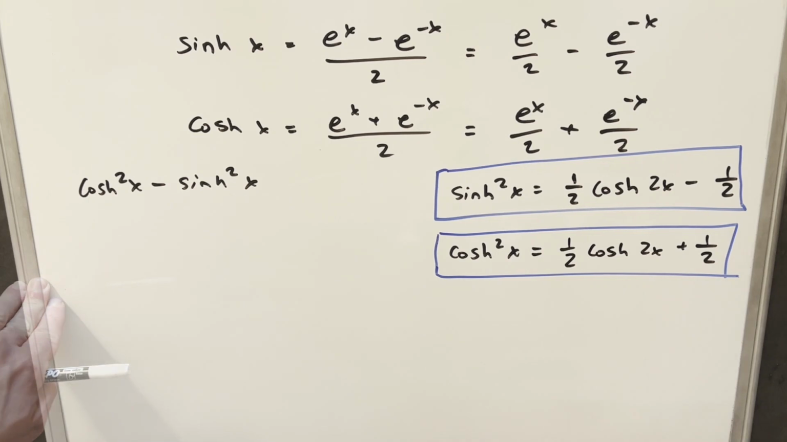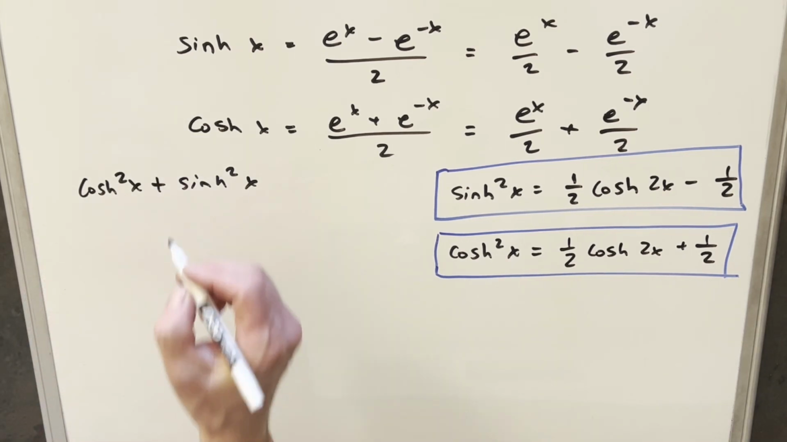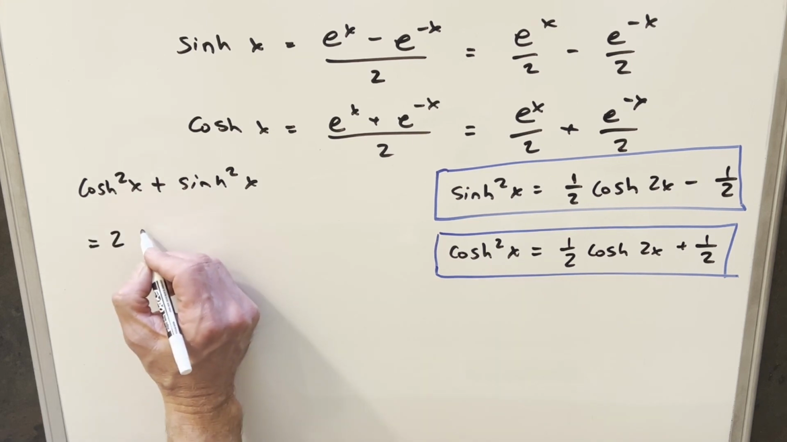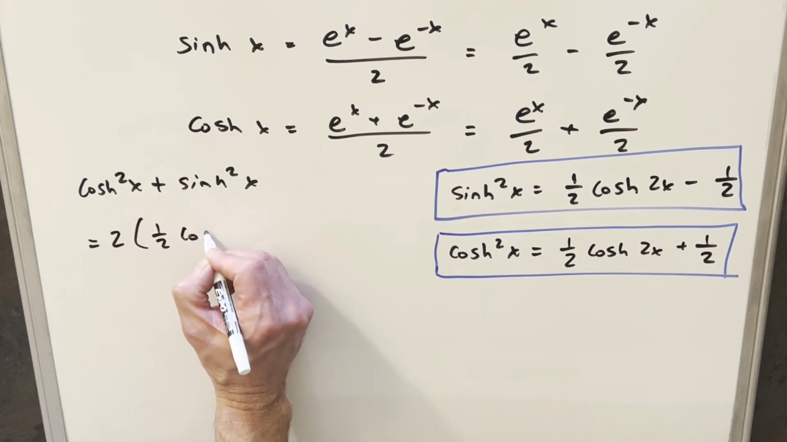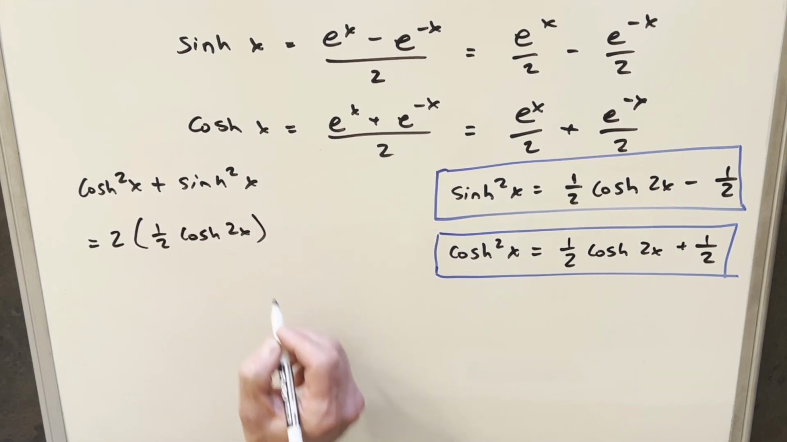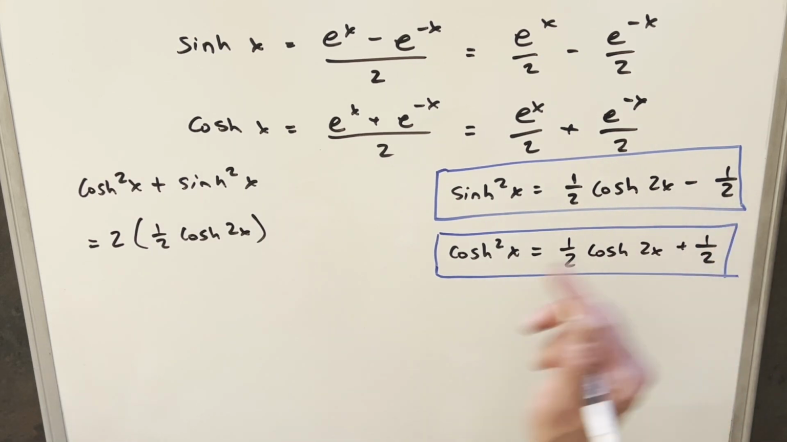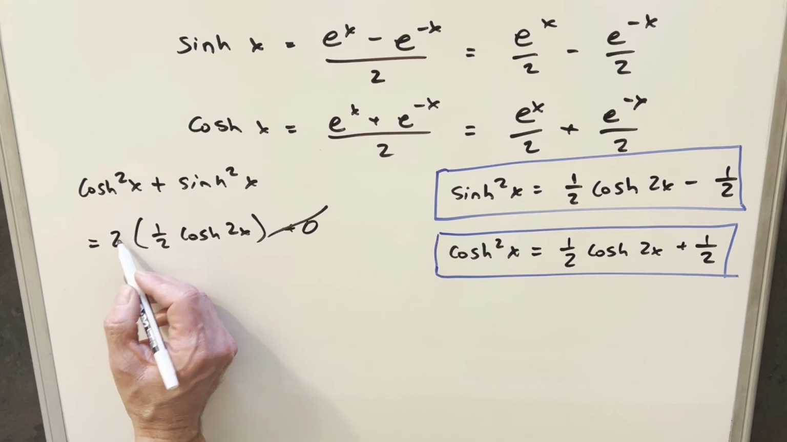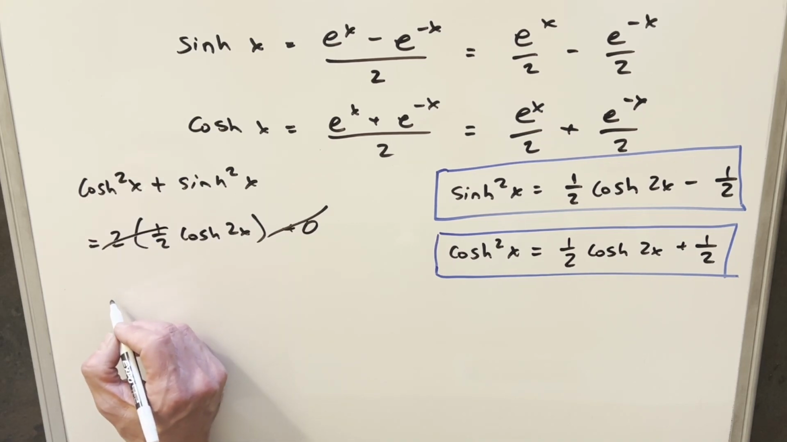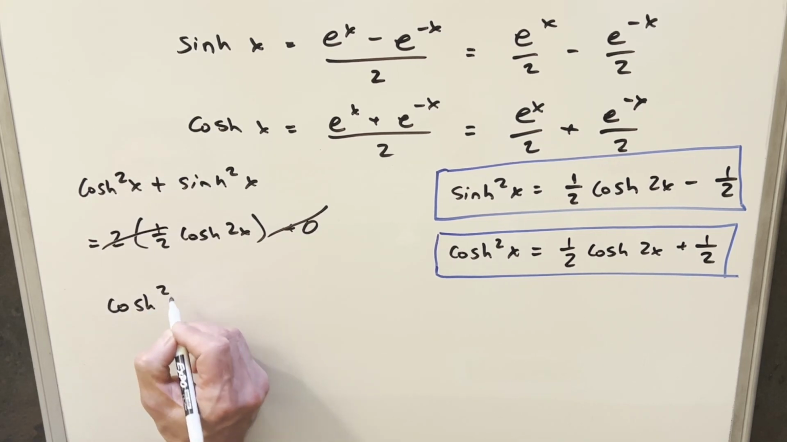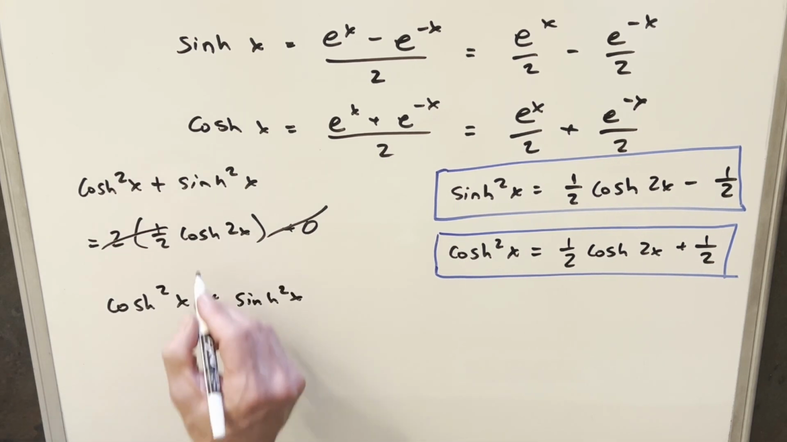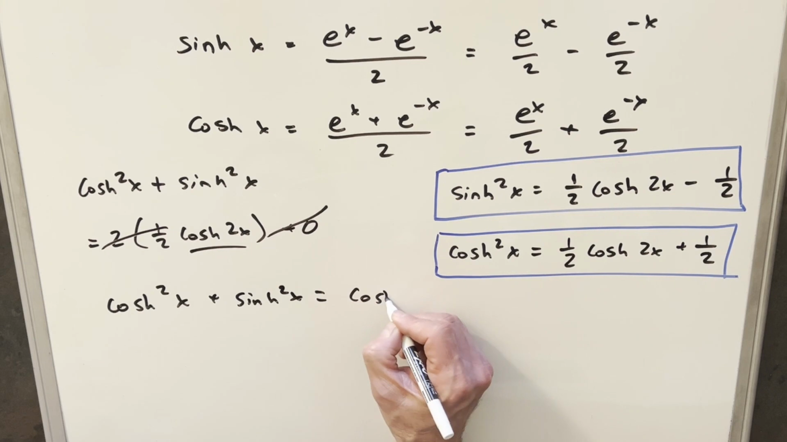But if we actually change this to a plus sign, this gives us another identity, because when you add these two together, we get 2 times 1/2 cosh of 2x, and then we have plus 1/2 minus 1/2, but that's just going to be 0. We don't care about that. We can take the 2 and cancel with 1/2, and we have this identity that cosh squared x plus sinh squared x is just the same thing as cosh of 2x.